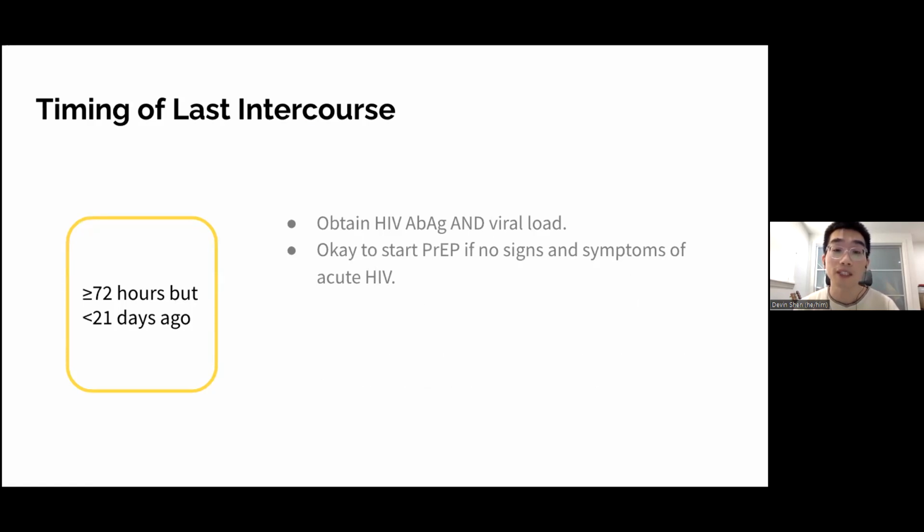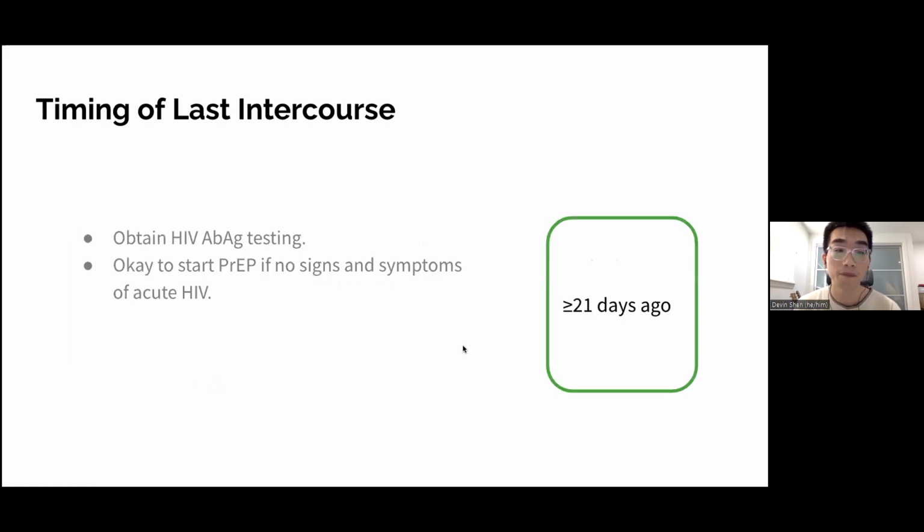If the last intercourse was greater than 72 hours but less than 21 days ago, then you would want to obtain an HIV 4th generation antigen antibody test and a viral load in the initial visit. And the reason is because it takes around 21 days or so for the antigen antibody test to become positive. But the viral load is more sensitive in this window period. So you would want to get both to detect HIV. If they do not have any signs and symptoms of acute HIV, you can start them on PrEP the same day and then follow up those results closely.